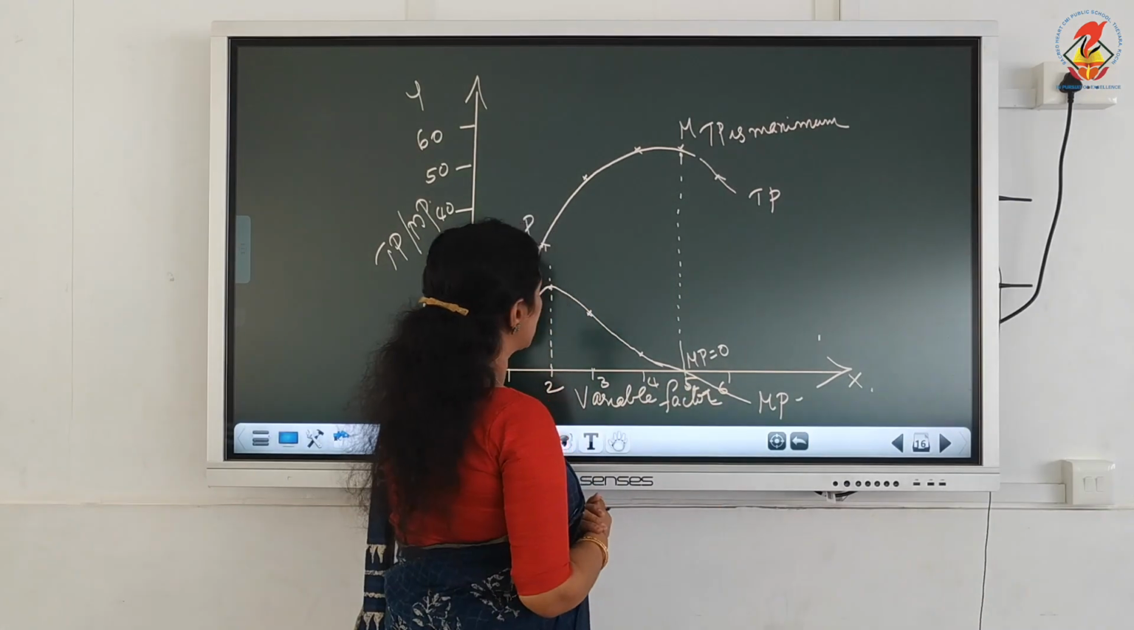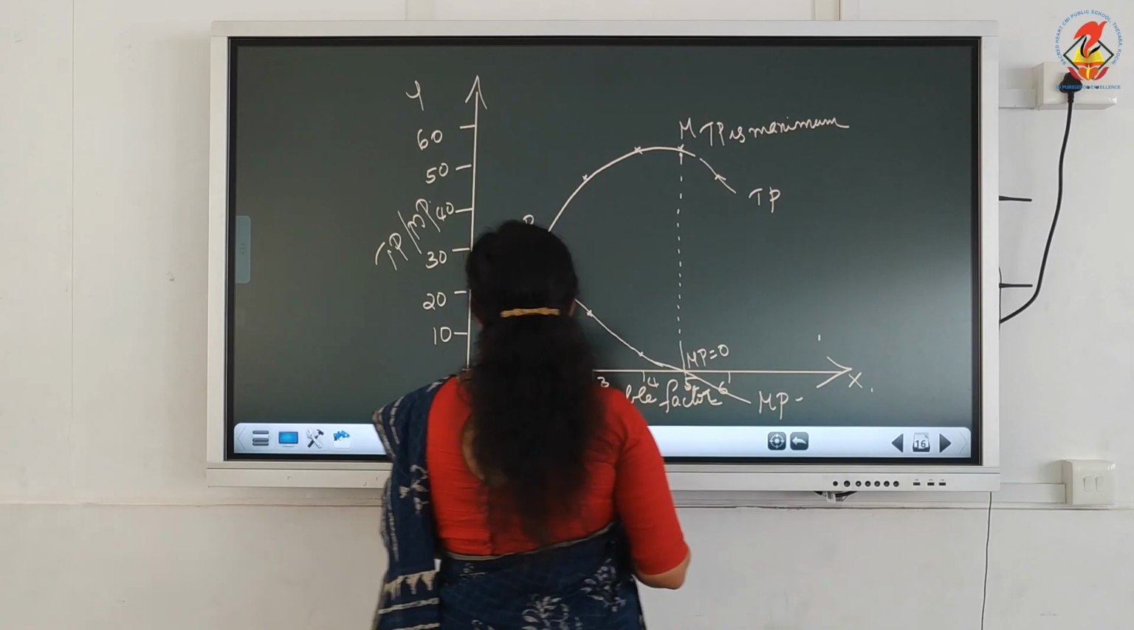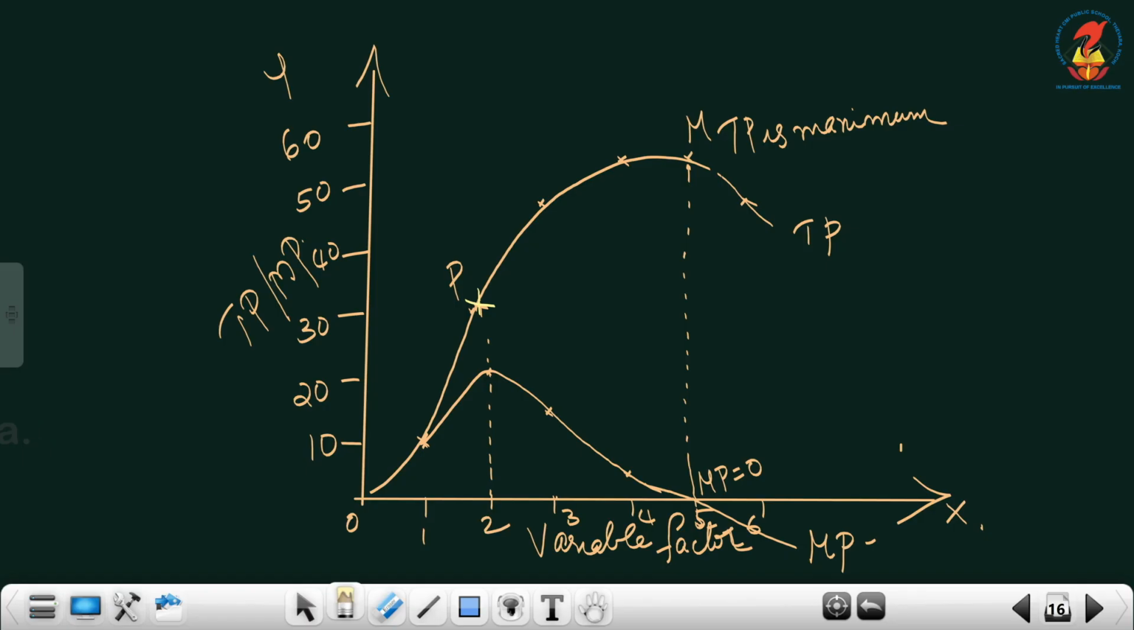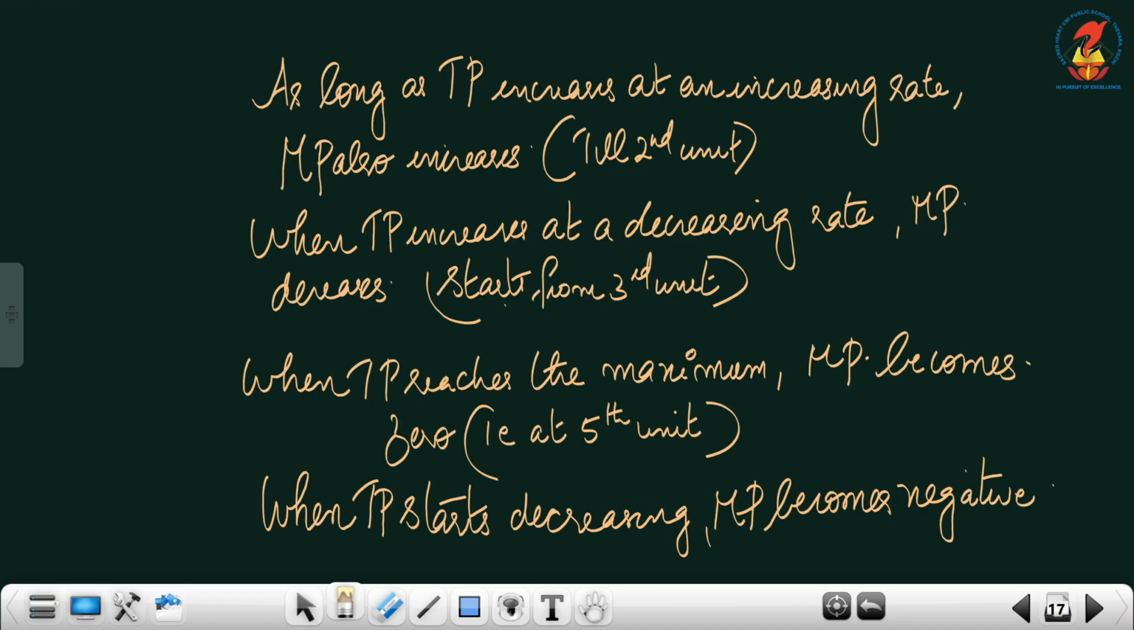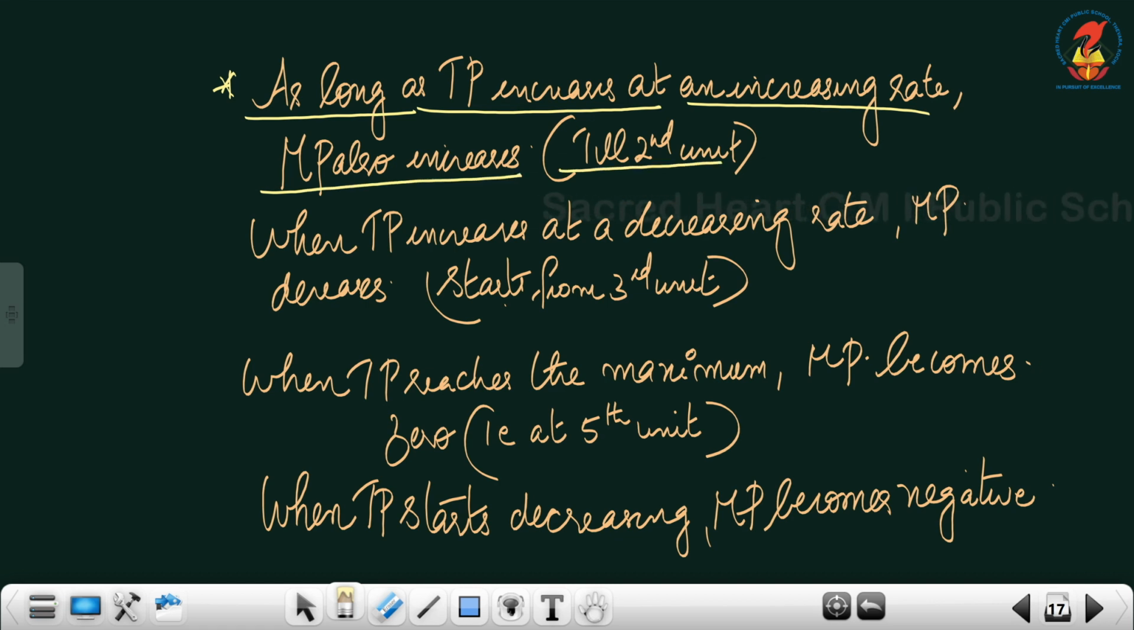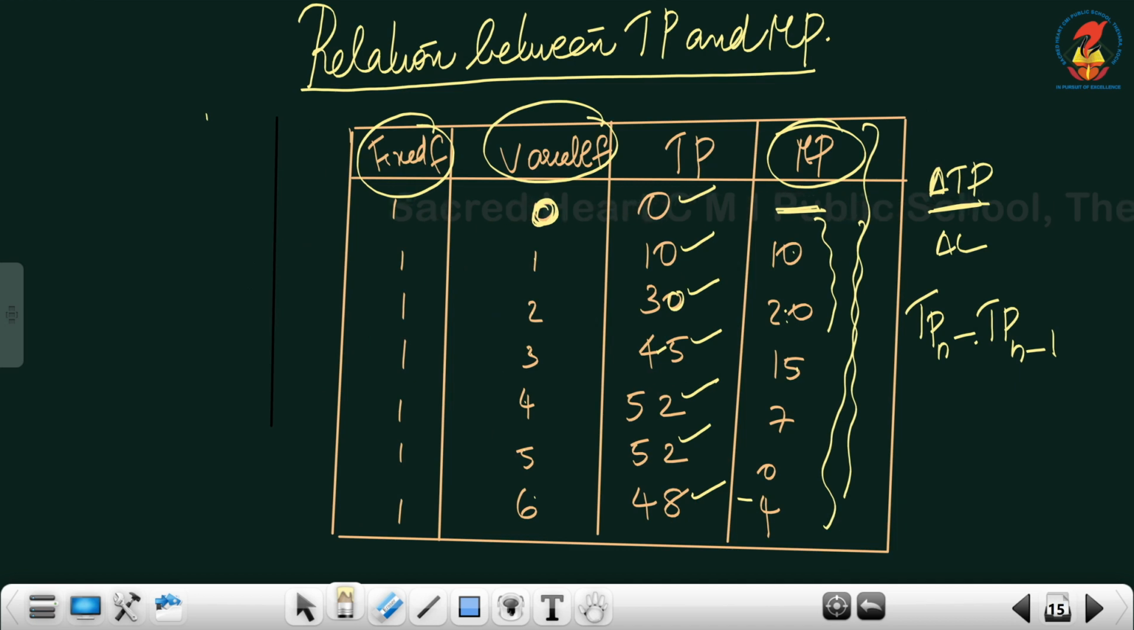Now, you can learn the relationship based on the graph. This is the graph, and I have marked 2 points here, P and M. Now, look at the relationship. The first relationship is, as long as TP increases at an increasing rate, MP also increases till the second unit. So, go back to the table.